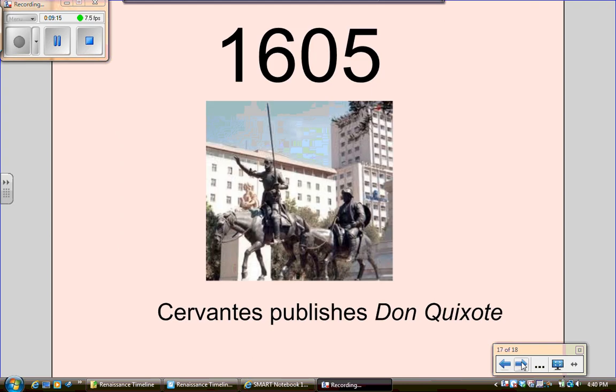In 1605, a fellow named Cervantes in Spain published Don Quixote, which was a whole new art form in literature in Spain and became one of the most widely read books in the world.